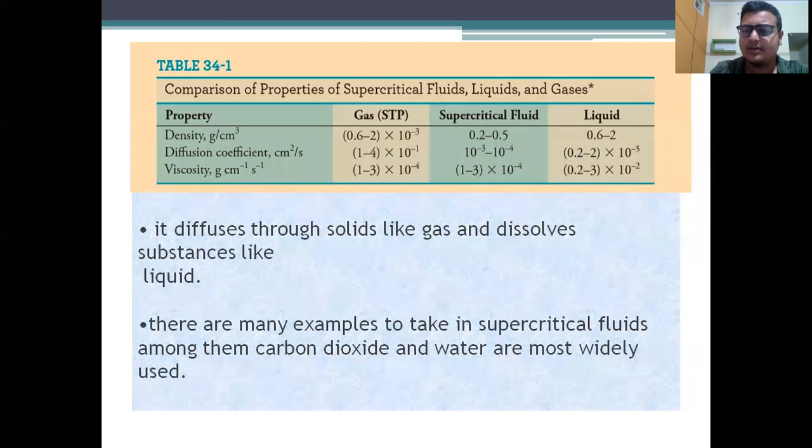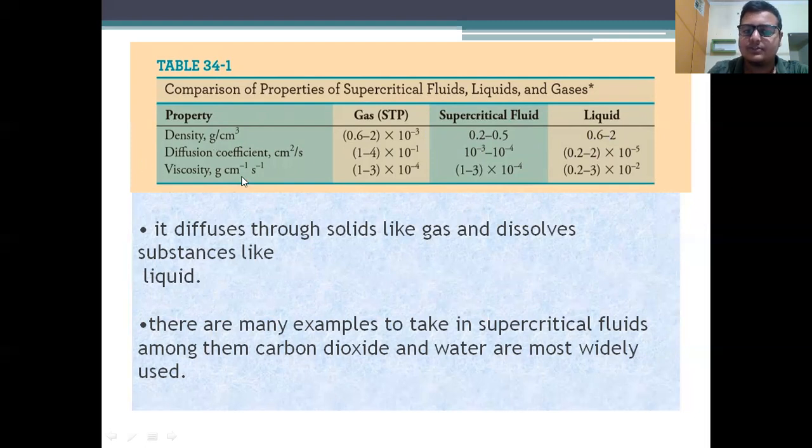The molecules are densely arranged, so it helps to diffuse in the way the liquid does. So the diffusion coefficient is much more shifted towards liquid, which explains the molecular arrangement in supercritical fluids, which is similar to that of liquid.